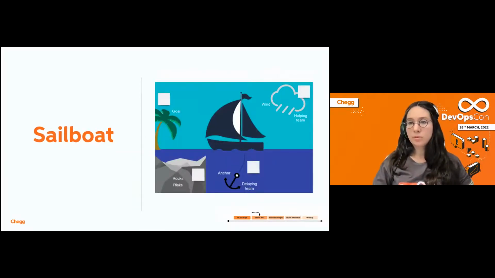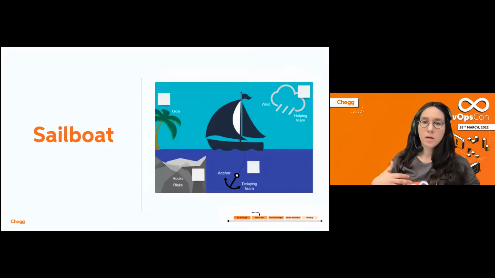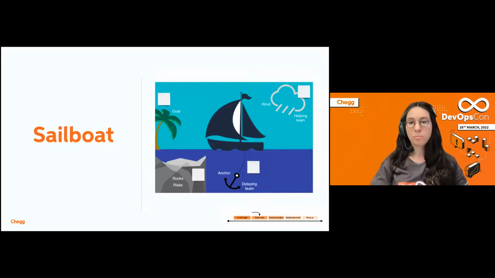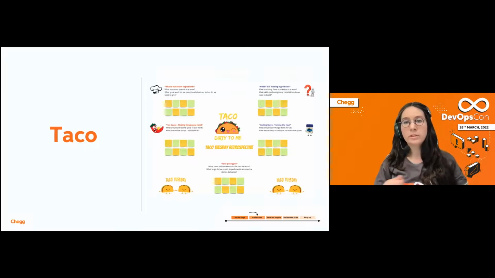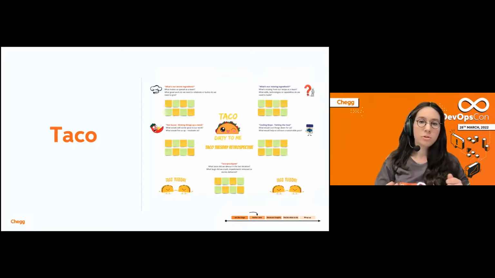The sailboat is a good retro format when starting a new project, when you want to set your goals clearly, understand what could delay the team, what the risks are, and what motivates the team and pushes them to succeed. Another fun idea is the taco retrospective. The team can describe what their special ingredients are, what the missing ingredients are, and more.